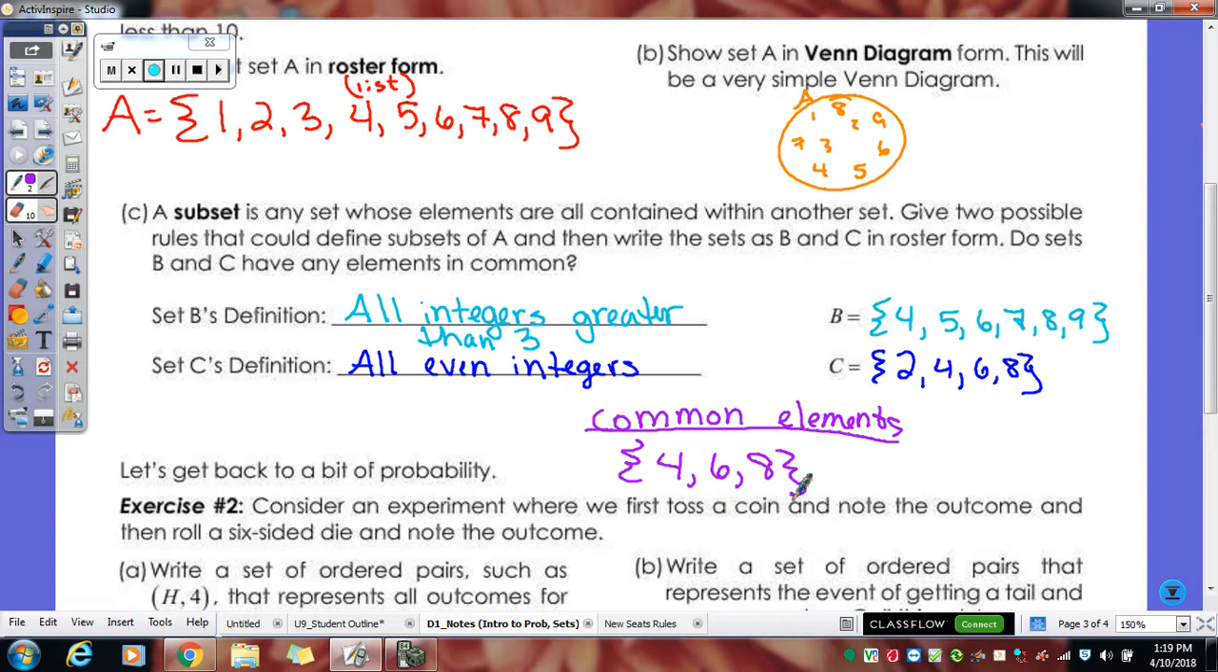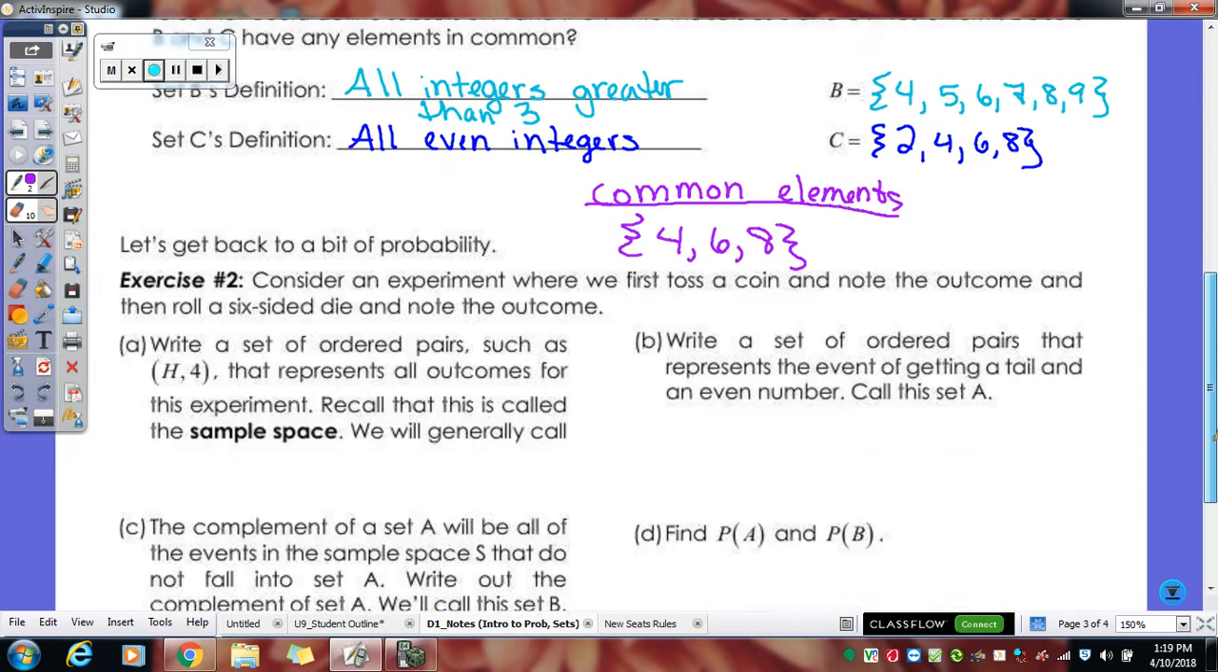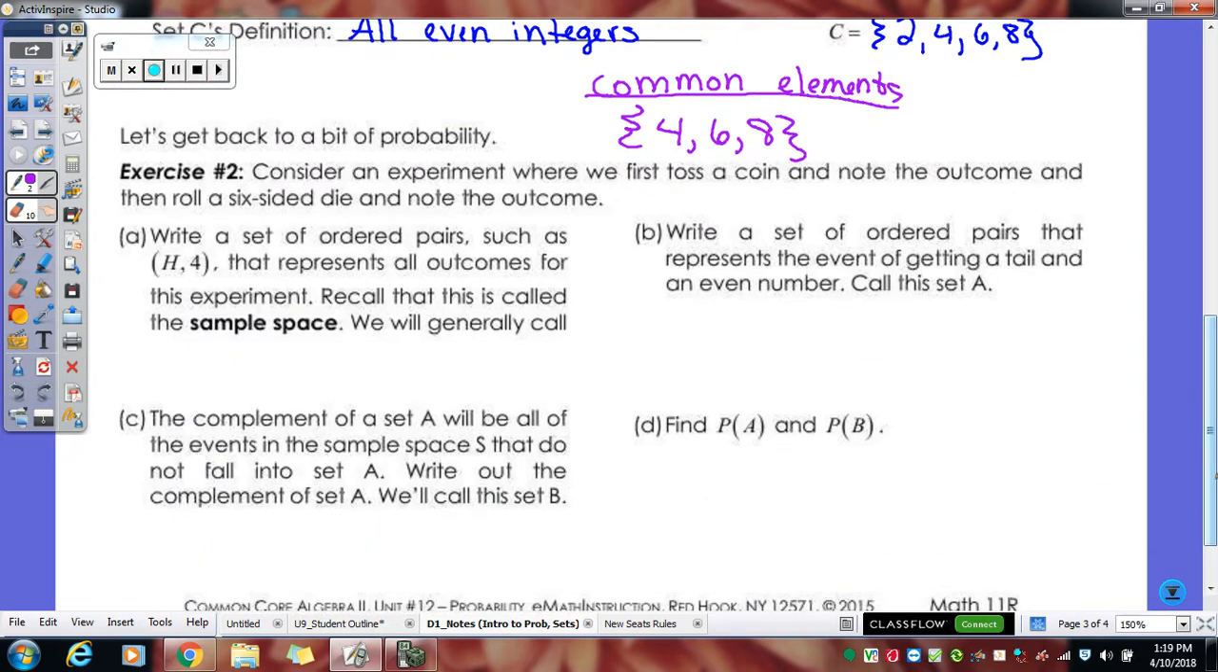So let's go back to probability a little bit. So consider an experiment where we first toss a coin, note the outcome, and then we roll a 6-sided die, and we note the outcome for that one. Write a set of ordered pairs, such as, for example, H comma 4, which would represent heads, and then a 4. That represents all outcomes of this experiment. Remember, we call this our sample space when you write out all the possible outcomes.